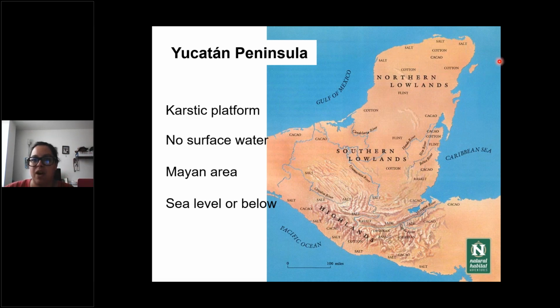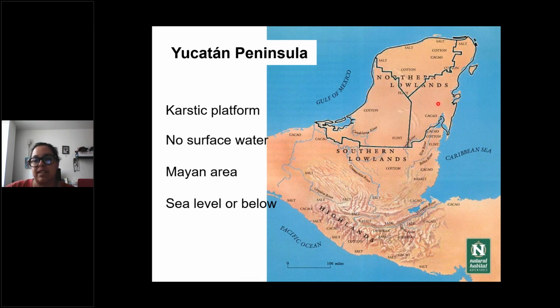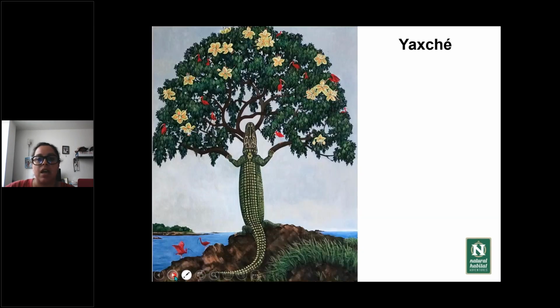So basically we don't have rivers on these northern areas of the Yucatan Peninsula, the lowlands of the Yucatan Peninsula. Most of the water that we find here is in something called a cenote, that I'll go a little bit deeper into in a moment. And most of the land is either at sea level or a little bit below. It's divided basically in three states: Campeche, Yucatan, and Quintana Roo.